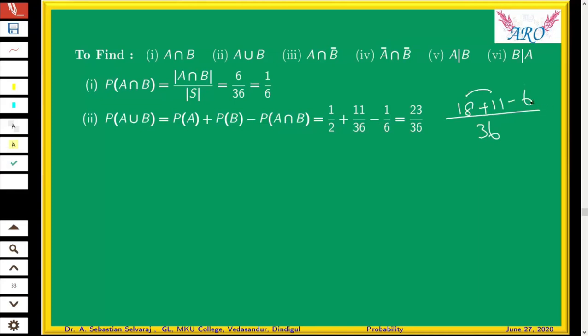29 minus 6, this is equal to 23 by 36. So third question, probability of A intersection B bar. To understand this question we need one graphical view.